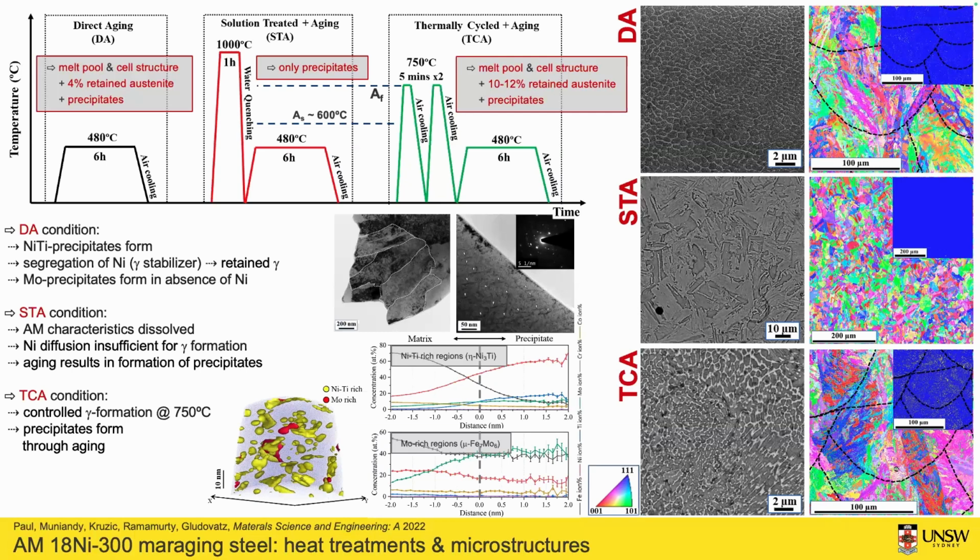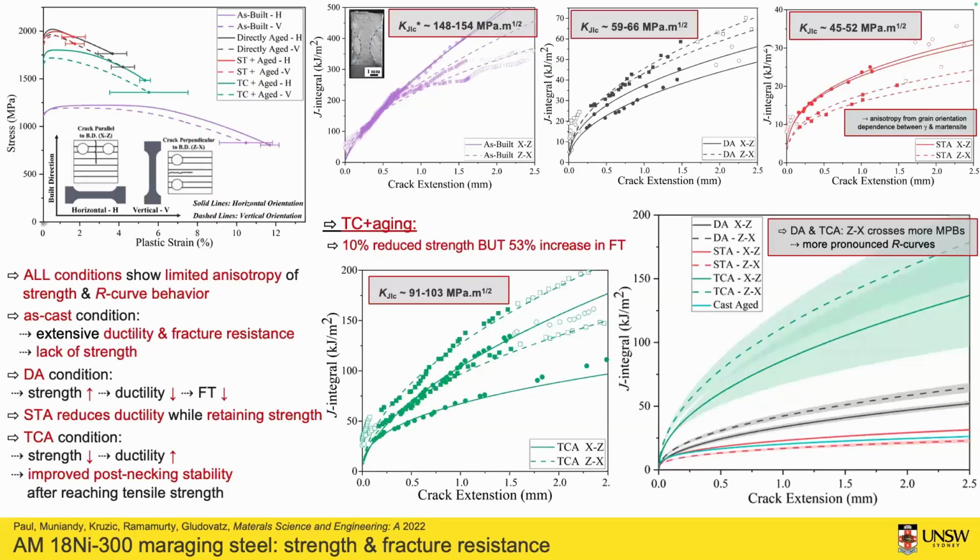Now, how does this impact mechanical performance? Specifically, we looked first at tensile stress-strain behavior. Overall, we do not really see a lot of anisotropy in our mechanical performance. For the directly aged material, we measure a tensile strength of about 1.2 to 1.3 GPa with a fracture toughness of 150 MPa√m. This is a very good material. But this is not really how the material is used.